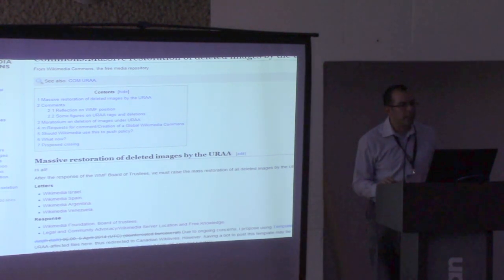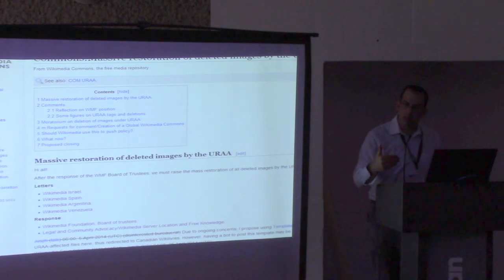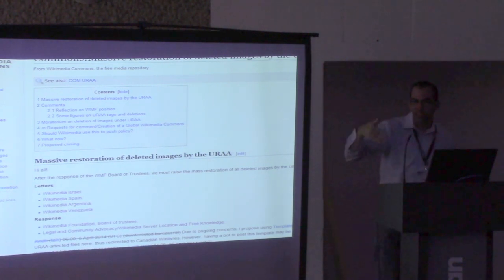And most of the images were restored and then deleted again by the same guys who really deleted them in the first place. And then restored again, and then deleted again. And for some pictures, it happened the third and the fourth time. That's why you saw the page in Wikipedia with the repeats.